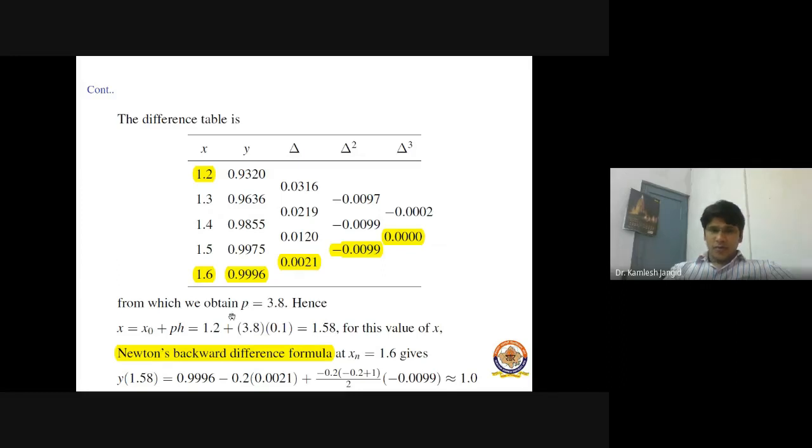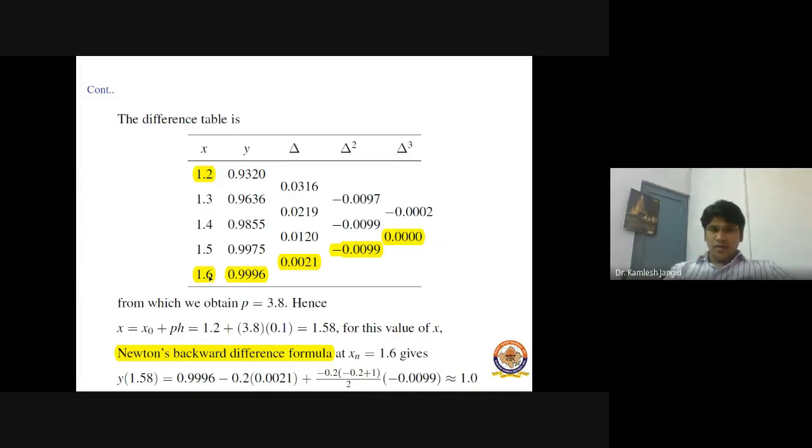Now, if we put p equals 2.8 in the relation x equals x0 plus ph, and we know that x0 equals 1.2, so 1.2 plus 2.8 times 0.1, then x equals 1.48. It means our point x equals 1.58 is near about the end of the tabulated values, right? It means 1.58 lies between 1.5 and 1.6.